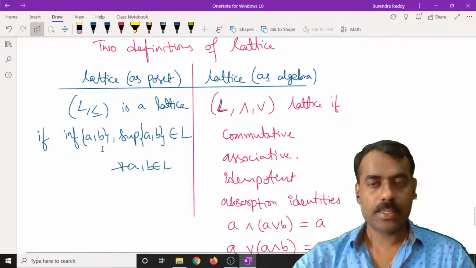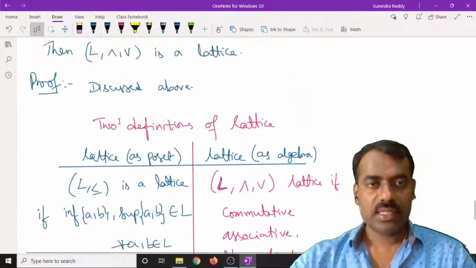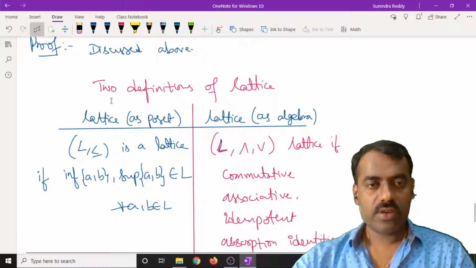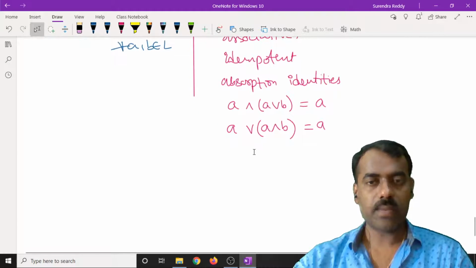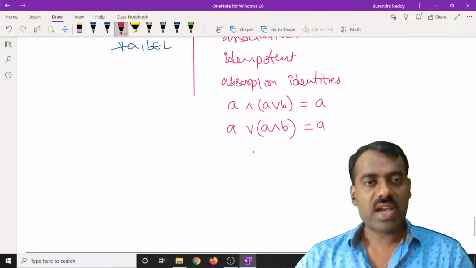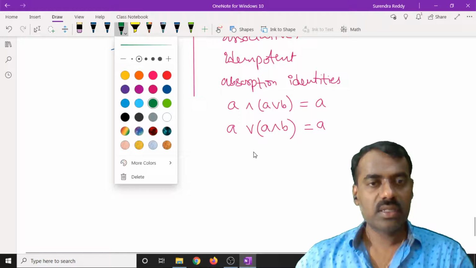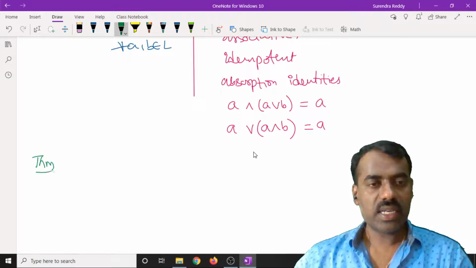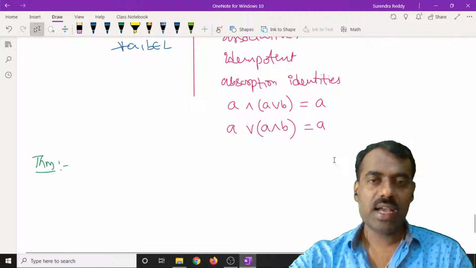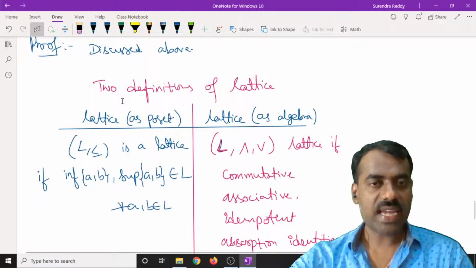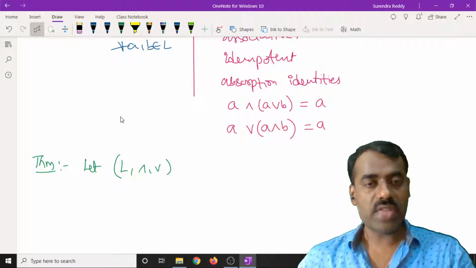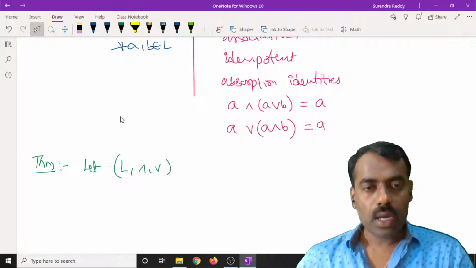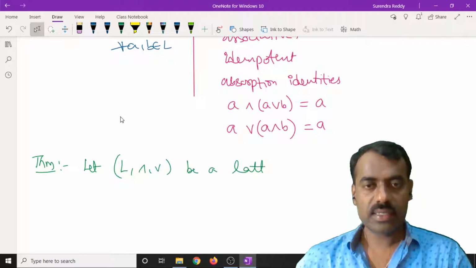Okay, one can see this, and we have already this theorem, the above theorem, says that if you are given a lattice as a poset, then you get a lattice as an algebra. Okay, we can look at the other way also. That means the next theorem is that if we take a lattice algebra, then we can get a lattice as a poset. So start with L together with these two binary operations. We don't know how they are defined. Be a lattice algebra.